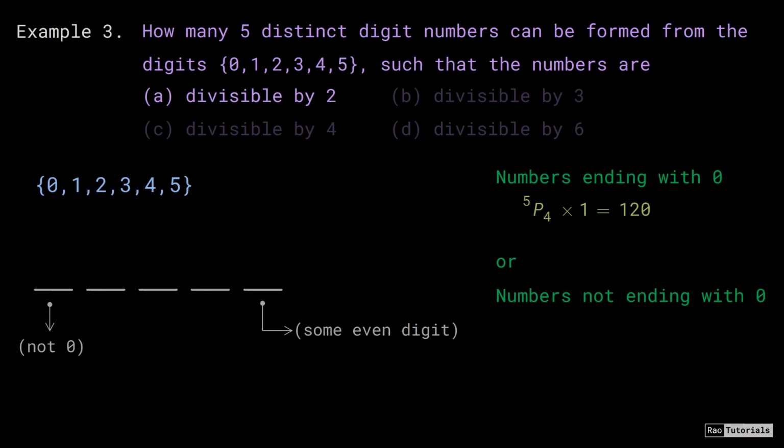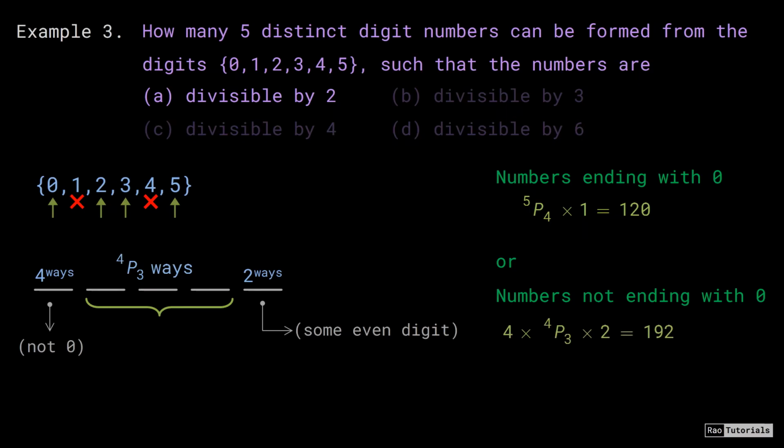Now for the second type, the number shouldn't end with 0, and also the units place must have some even digit, which leaves us with 2 choices. Let us strike out any one of the digits 2 or 4, as we cannot repeat digits. Now the first blank can be filled in 4 ways, excluding 0. Let us strike out one more digit as we have used it for the first blank. Now the remaining 4 digits on 3 places can be permuted in 4P3 ways. So the number of numbers not ending with 0 is 192. By the addition rule of counting principle, the number of numbers divisible by 2 is 120 plus 192, which is 312.